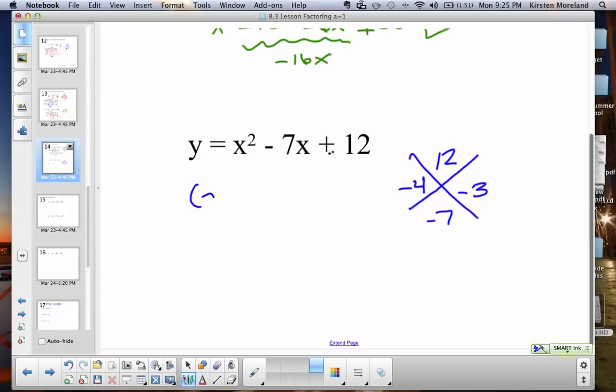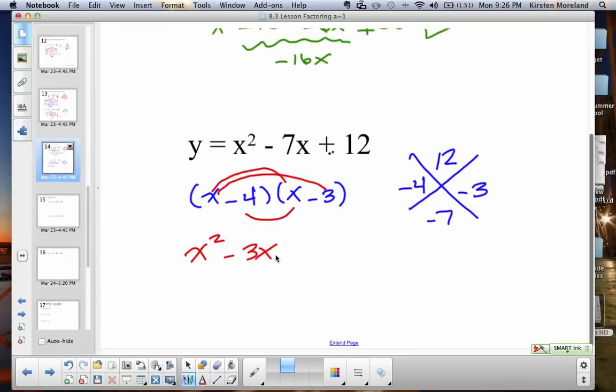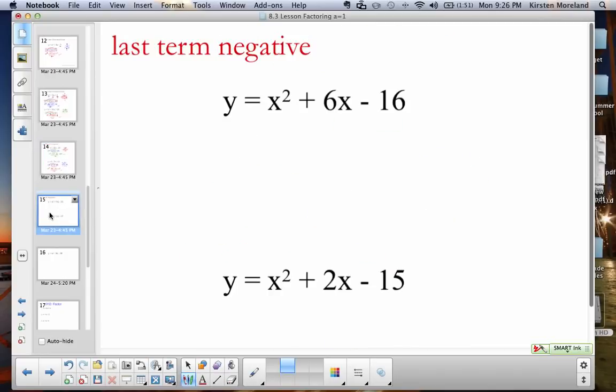So my factored form is going to be, remember again, it starts with x and x because that gets you x squared, minus 4 and minus 3. Don't forget to check your answer. And again, I'm doing the FOIL method on this, but you could always draw your box. X squared, minus 3x, negative 4x, and negative 4 times negative 3 is positive 12. Check your middle terms. That's a negative 7x, so I've done my factoring correctly.